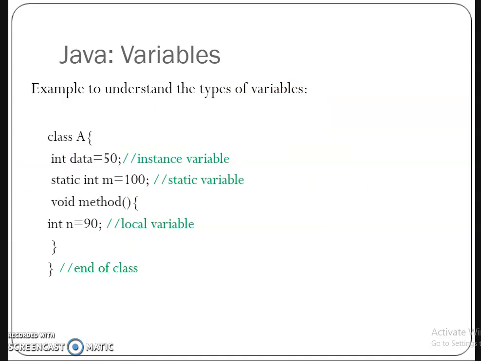So here the three different types of variables are declared in this program. Class A, within that int data equal to 50, is the instance variable, declared inside the class. Then the static variable, static int m equal to 100. Within the method, void method, the variable int n equal to 90 is a local variable, because it is declared within a particular method. Data is the instance variable declared inside the class. By using the keyword static, the variable m is declared, that is the static variable in Java.